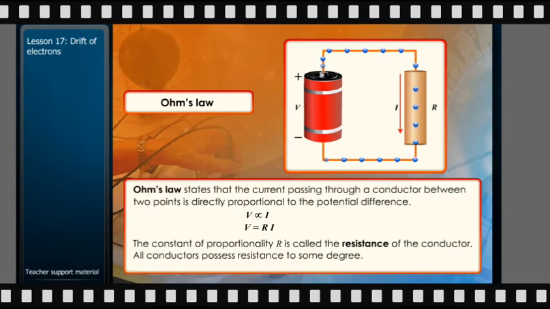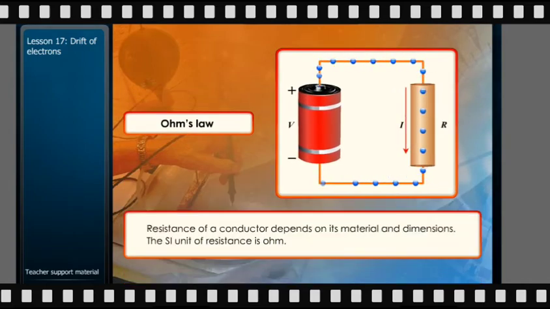Ohm's law states that the current passing through a conductor between 2 points is directly proportional to the potential difference. The constant of proportionality, R, is called the resistance of the conductor. All conductors possess resistance to some degree. Resistance of a conductor depends on its material and dimensions. The SI unit of resistance is ohm.